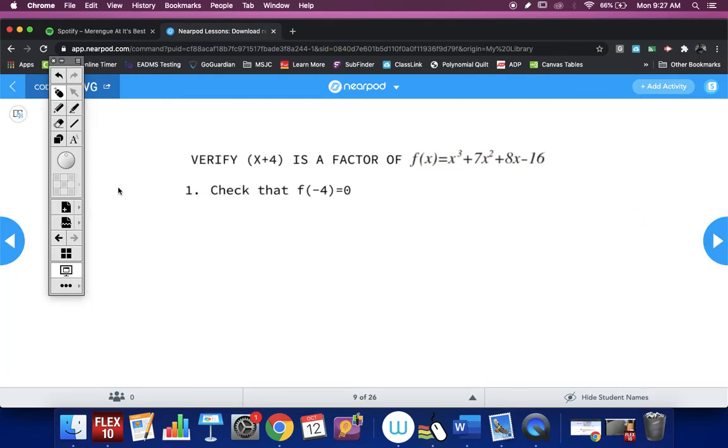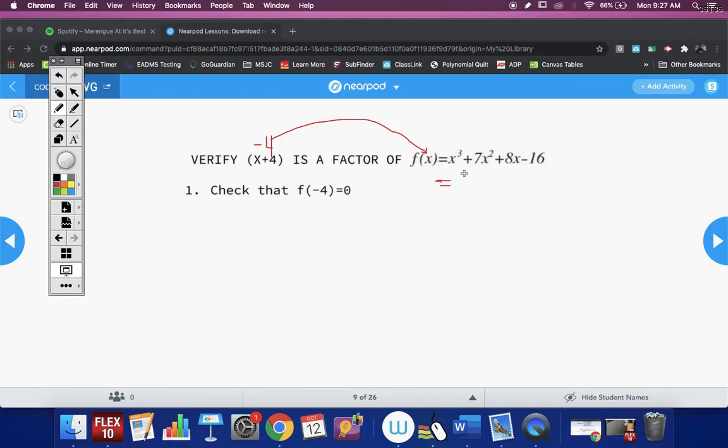All right, and this one just says, check if x plus 4 is a factor. That's easy enough to do because we're going to take the 0, which is -4, plug it in everywhere we see an x, and just determine if it's 0. So when I plug in -4, I get -4 to the third, 7 times -4 squared, and then 8 times -4, and then -16. Plug all that in the calculator. We do get 0. So that means, yes, this is a factor. I'll put here equals 0.